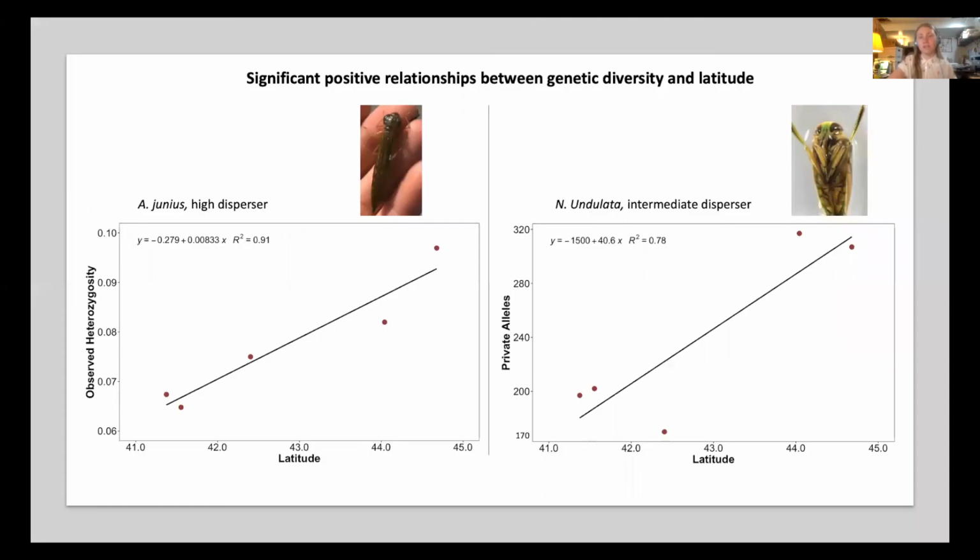For both Anax junius and Notonecta undulata, we see significant relationships between genetic diversity and latitude, where genetic diversity increases with increasing latitude. This is consistent with similar studies on organisms including stoneflies, amphibians, and fish, where genetic diversity has been observed to increase with increasing environmental heterogeneity. In the case of interdunal wetlands, environmental conditions may be more heterogeneous at greater latitudes. On the left, for Anax junius, we see an increase in observed heterozygosity with increasing latitude. And on the right, for Notonecta undulata, we see an increase in private alleles with increasing latitude.